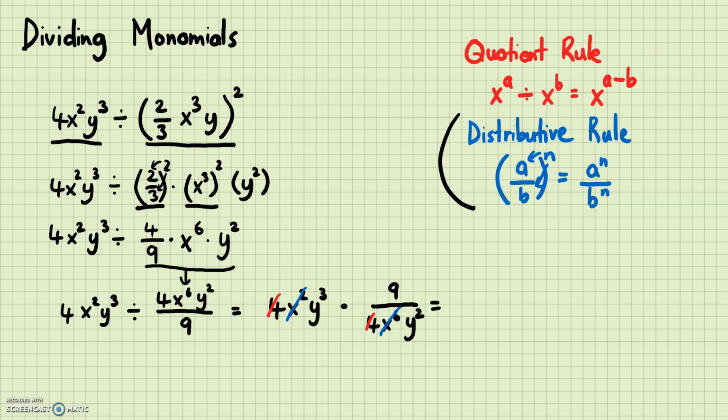There are 2 x's on top, 6 x's on bottom. So after we cancel, there are going to be 4 x's left on the bottom. For the y, there are 3 y's on top, 2 y's on the bottom. So after we cancel, there's going to be 1 y left on top. Okay, and then we can just simply multiply across. So on the numerator, we just have y times 9, which is 9y. And on the denominator, we have x to the 4th power. And this is our answer.